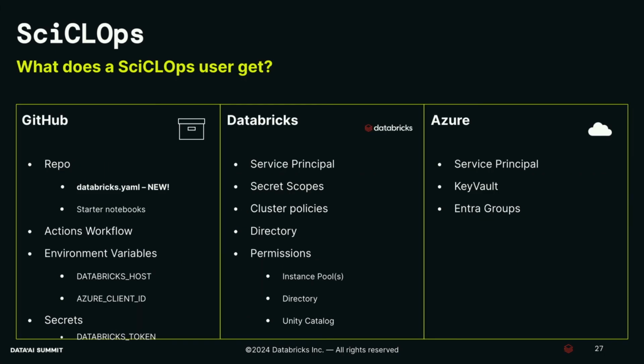So what does the user get? Again, it's about 90 different resources. I have a few highlights here. Starting on the left, you get that GitHub repo. You also get the actions workflow, as well as some environment variables where we store things like a Databricks PAT, and some other information required for connecting to Databricks, such as the URL of the workspace. And in Databricks, we basically set up a lot of RBAC and a directory for you to begin deploying into. Finally, in Azure, we create that service principal, a key vault for maintaining a secret scope, as well as some Entra groups for granting access to the directory.